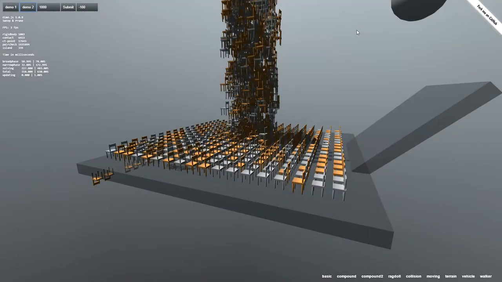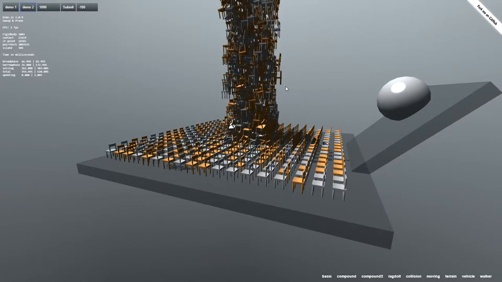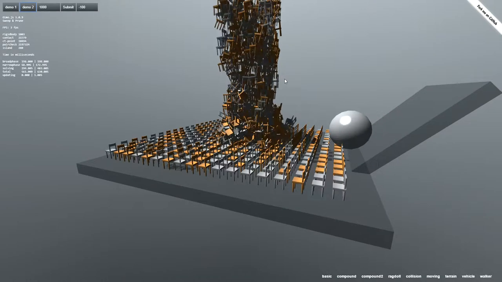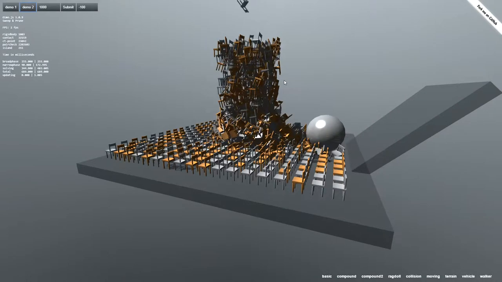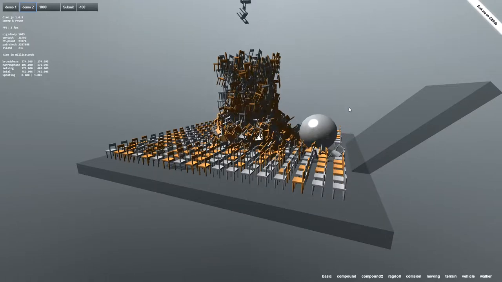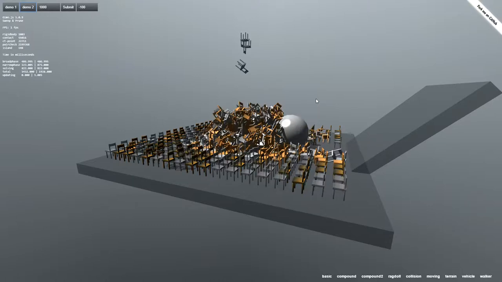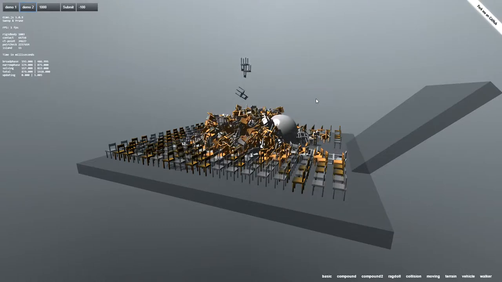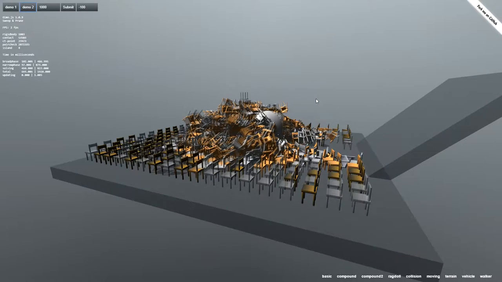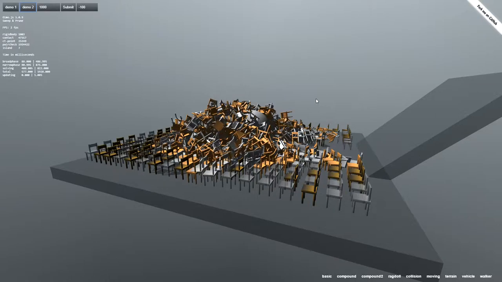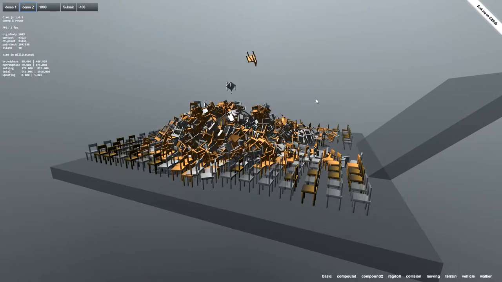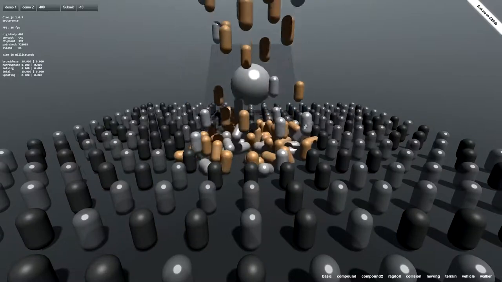I'm still trying to spawn 1,000 chairs. What? Oh, well, like 1 frame a second, 2. Oh, feel the lag. Feel it. Oh, so many chairs. There we go. Something a bit more stable this time.